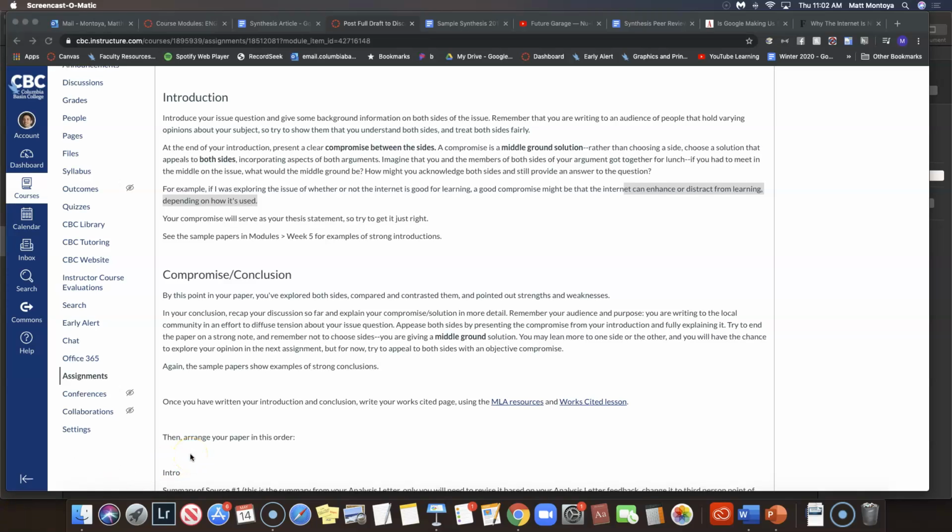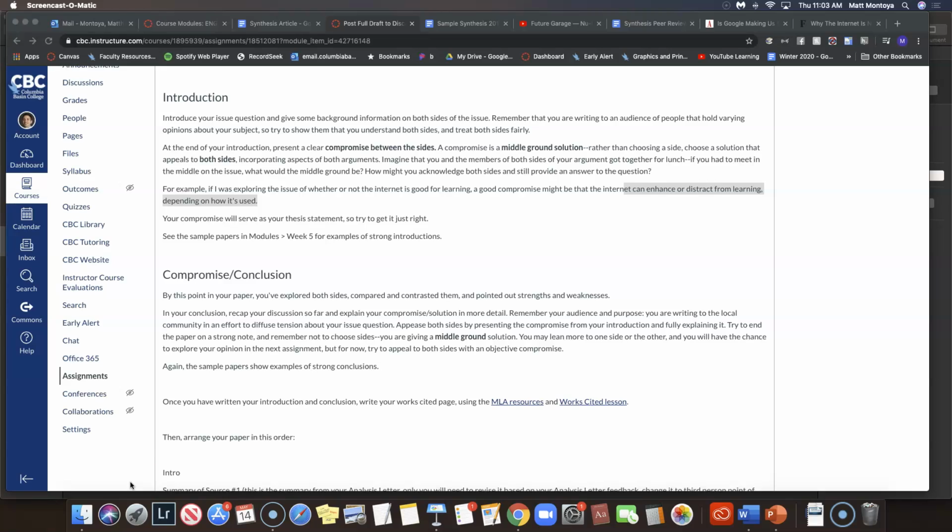But again, remember, it's a compromise and a conclusion. So you're wrapping your paper up, you're bringing it all together, you're giving us your answer. There's no one way to do this, but it needs to be a middle ground solution where you're showing, here are the best aspects of both sides, here's my answer. If you have a hard time figuring out what a compromise should be, I can definitely talk to you about that over Canvas message, email, or in an office visit. But just do your best to bring it together in a way that represents both sides.